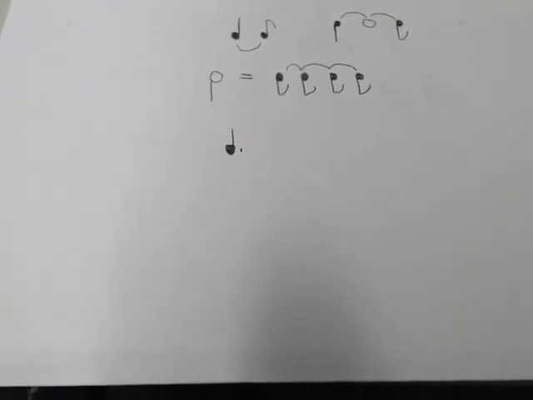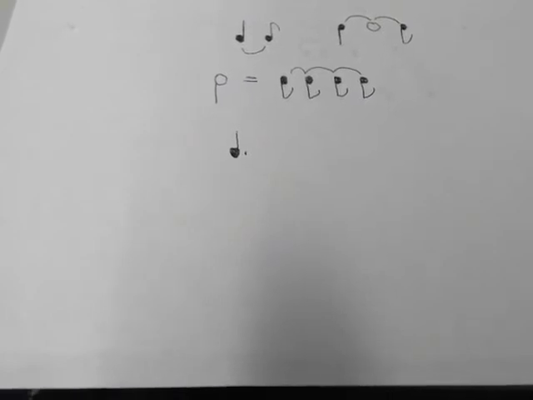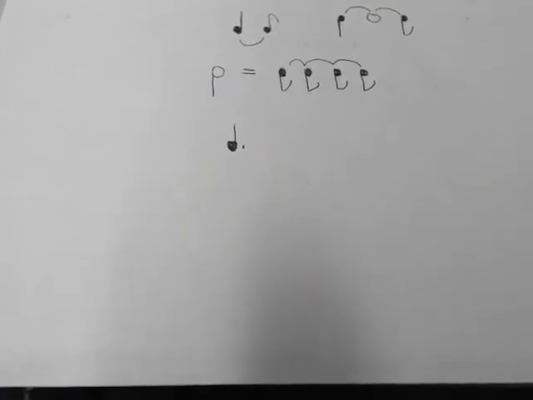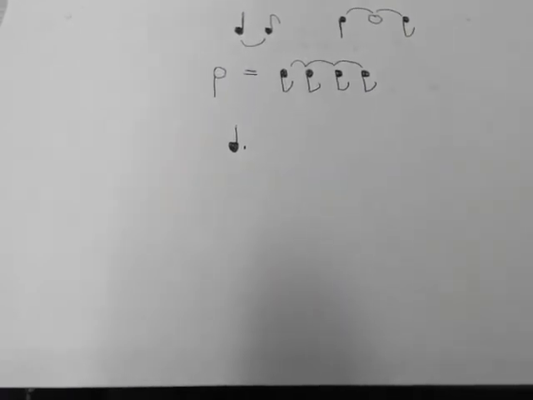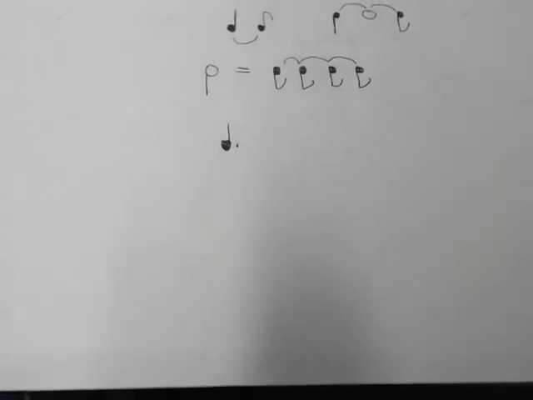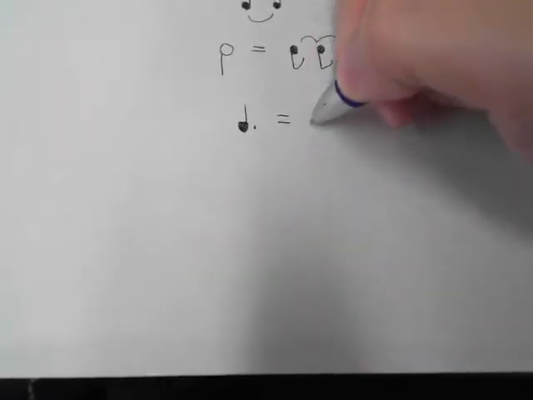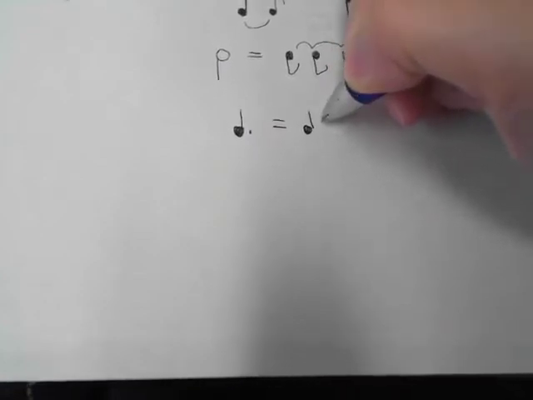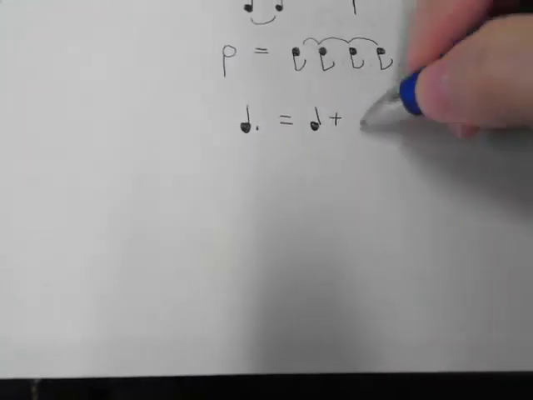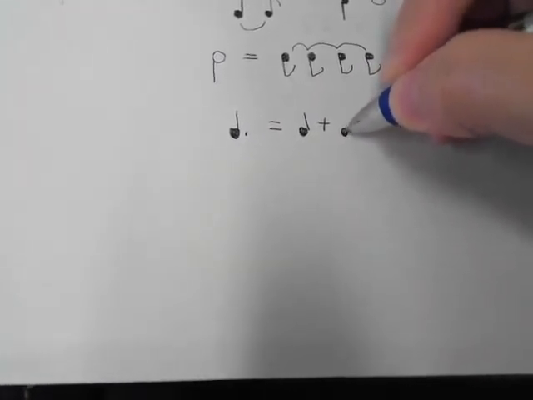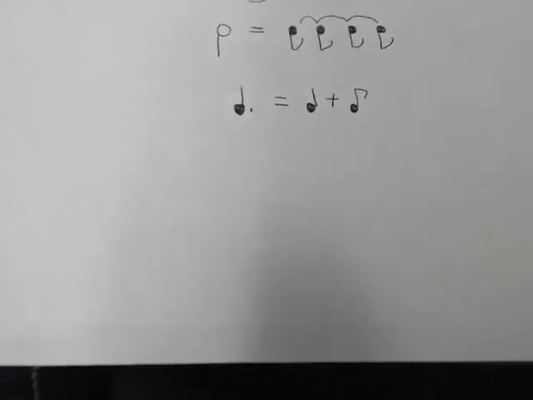So the dot means add twice as much. Sorry, let me say that again because that was totally wrong. The dot means add half as much of the note that we just had. So a quarter note with a dot is a quarter note plus whatever half of a quarter note is, which is an eighth note. Okay, so think about this one.